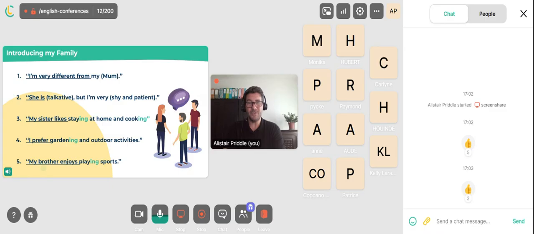Okay, so let's read through those again. I am very different from my mum. She is talkative, but I'm very shy. My sister likes staying at home and cooking. I prefer gardening and outdoor activities. My brother enjoys playing sports.